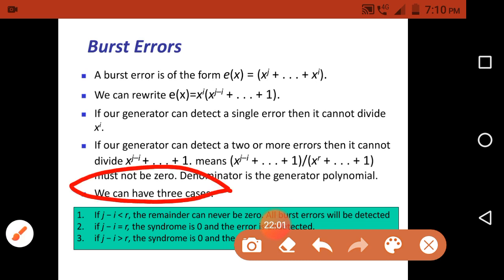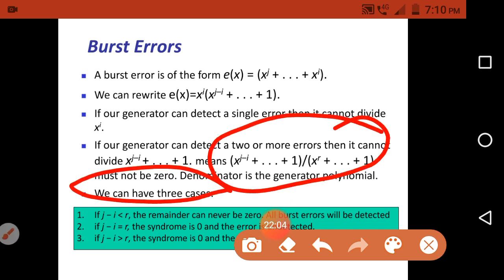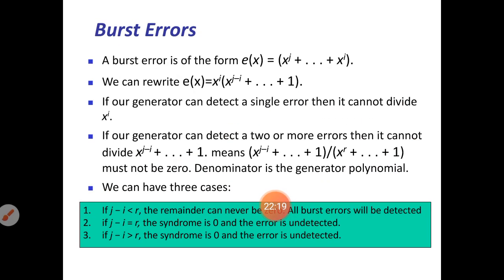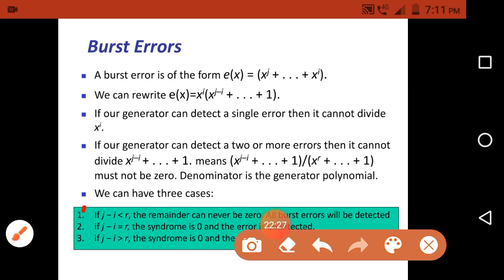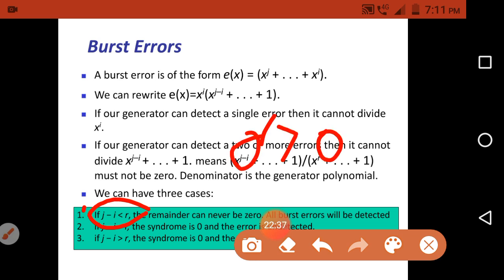Okay, so here they have given three cases. Based on this particular division operation, they have derived the three cases. In which cases the generator can detect the errors, and in which cases the generator cannot detect the errors. The first case is if j minus 1 is smaller than r.